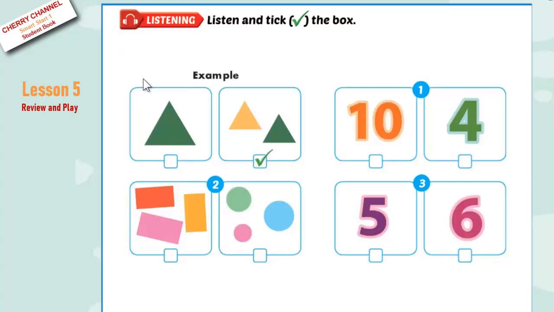Listening. Listen and tick the box. Look at the pictures. Listen. There is one example. How many triangles? 2 triangles. Can you see the tick? This is an example. Now listen and tick the box. 1. How old are you? I'm 10. Two. How many circles? 3 circles. 3. How old are you? I'm 5.